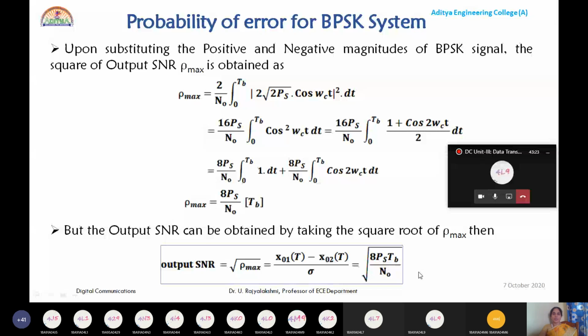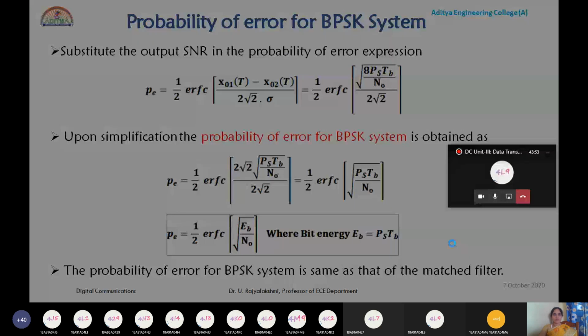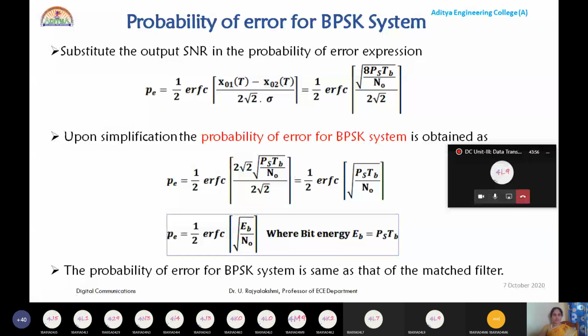I will change the PPT, and in notes also you mention that here the output SNR you can write in terms of root 2 EB by N0 as 2 into root 2 EB by N0. That is, the output SNR of BPSK is twice that of the output SNR of BASK. Good. Continue.